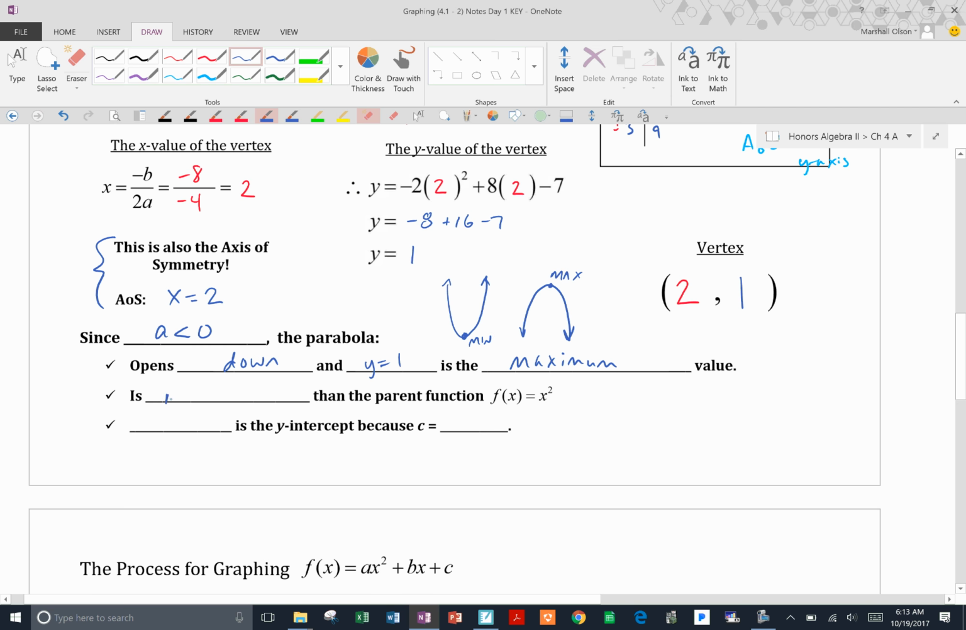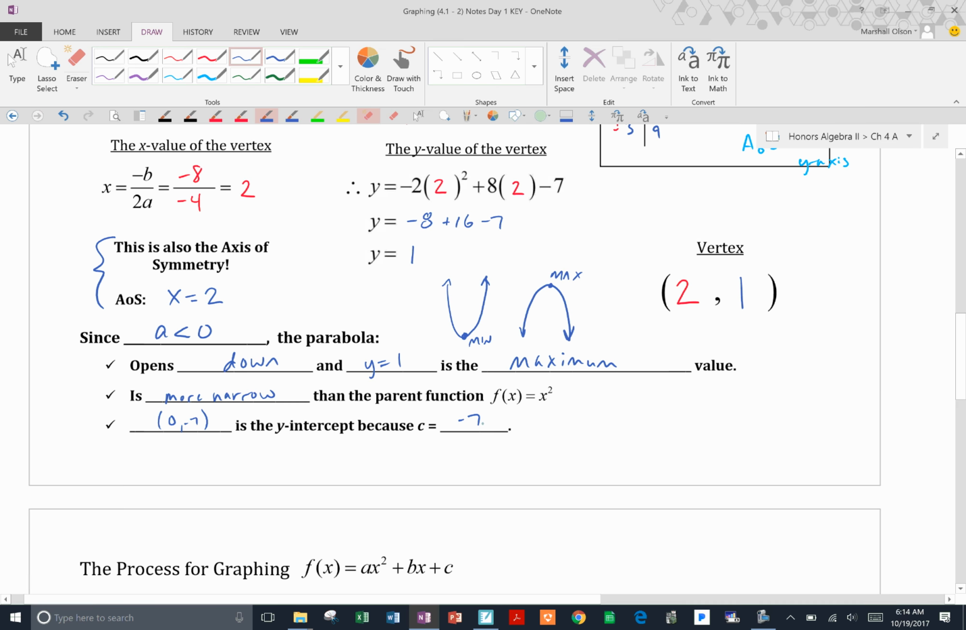This graph is going to be more narrow than the parent function, because y equals 2x squared is more narrow than y equals 1x squared because it's getting stretched vertically. And 0, negative 7 is the y-intercept because c is negative 7.